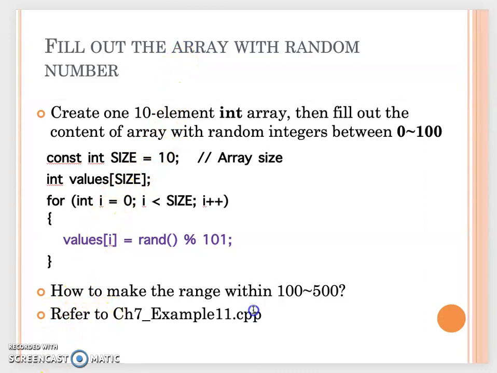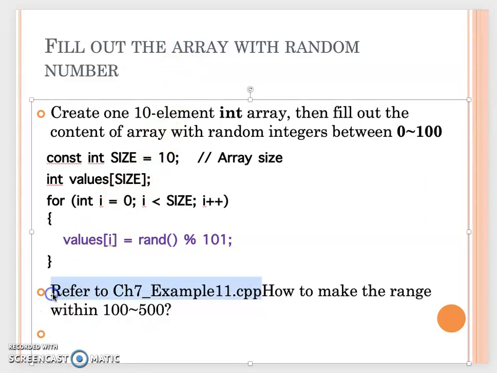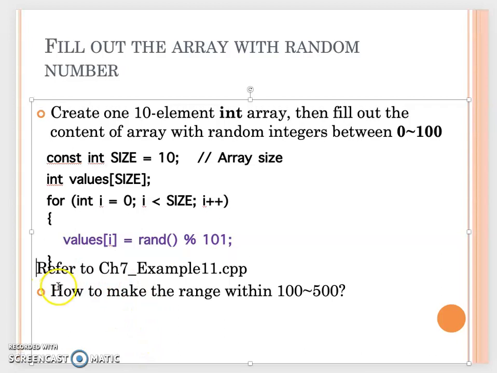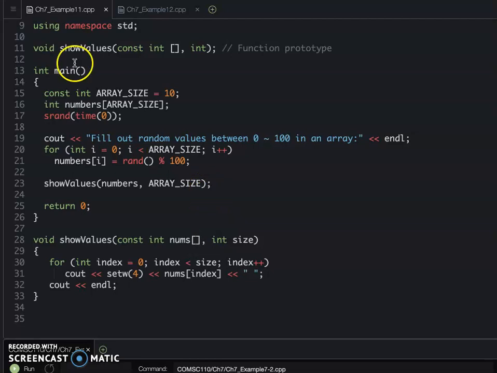So then let's refer to our chapter 7 example 11. Actually, this one we will make create a random number as a function. In example 11, let's have our show values function we had before, so that we can display the integer array.